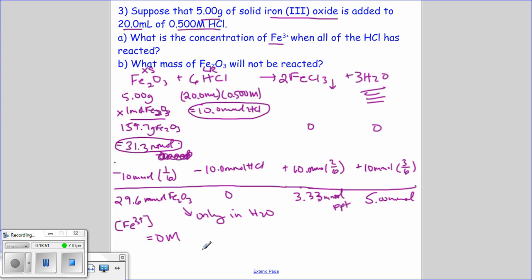The next question is what mass of iron 3 oxide will not be reacted. Essentially, we just need to convert this back to moles and then go to grams. So 0.0296 moles of iron 3 oxide times 1 mole on the bottom here.